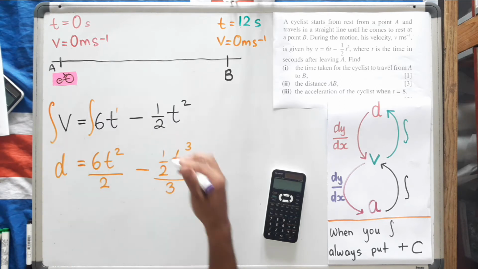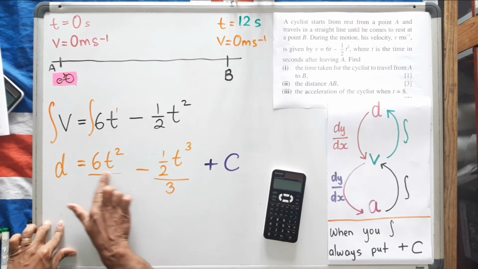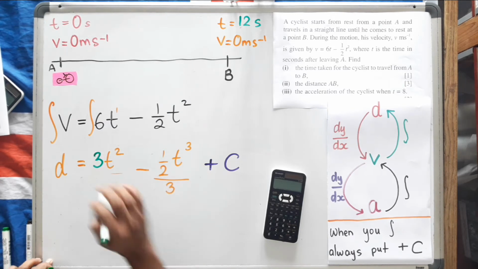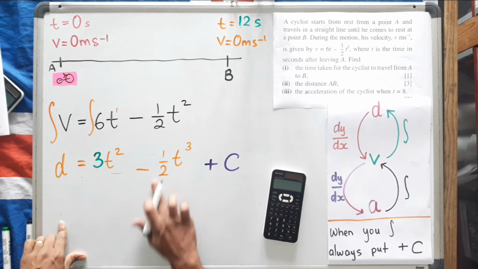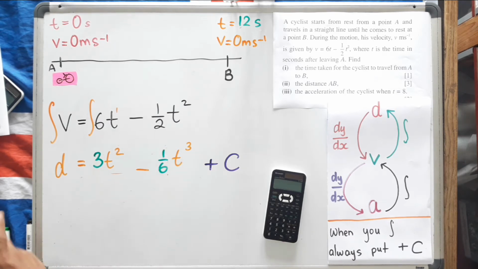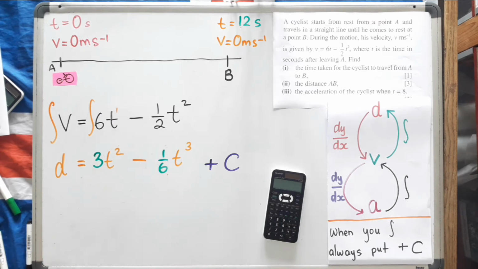And since I integrated, I need to put plus c. So I need to figure out the value of c. Well, let me clean up here first. 6 divided by 2 is 3. A half divided by 3, like I told you, is 1/6. Okay? Great. I'm going to neaten it up here. All right. Cool. So we need to find the value of c.